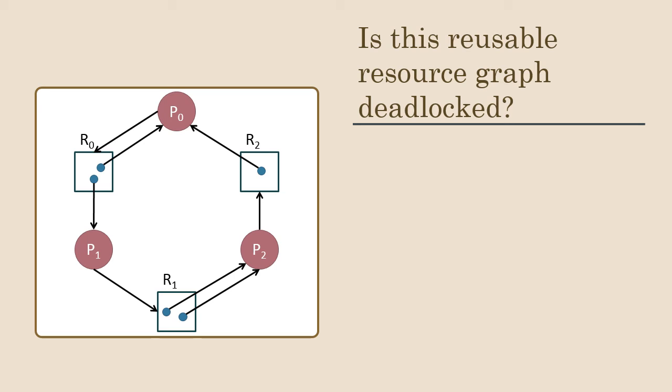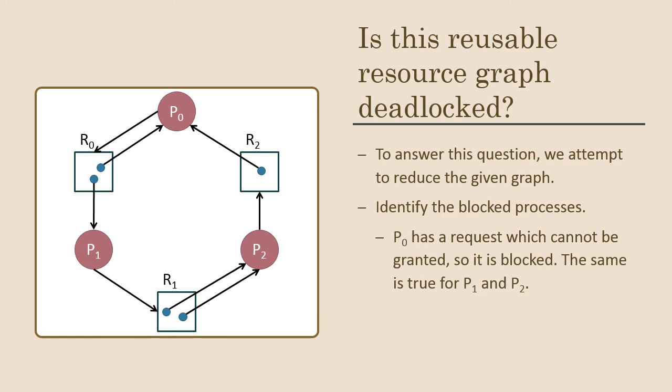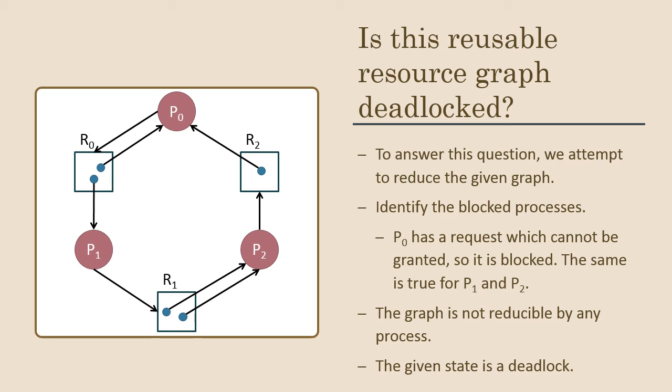Is this reusable resource graph deadlocked? To answer this question, we attempt to reduce the given graph. Identify the blocked processes. P0 has a request which cannot be granted, so it is blocked. The same is true for P1 and P2. The graph is not reducible by any process. The given state is a deadlock.